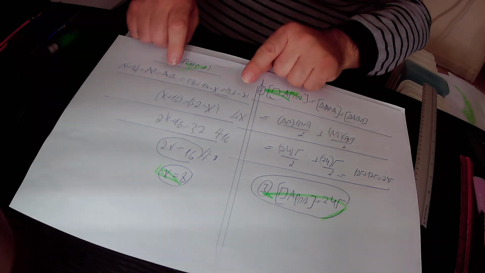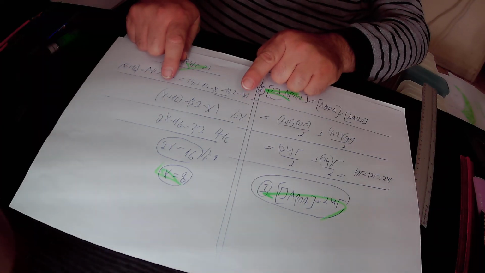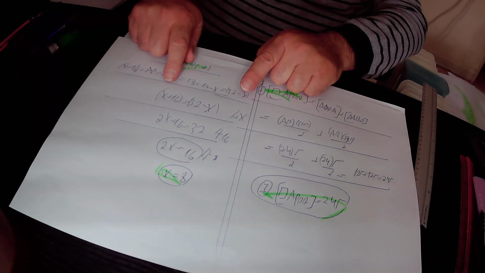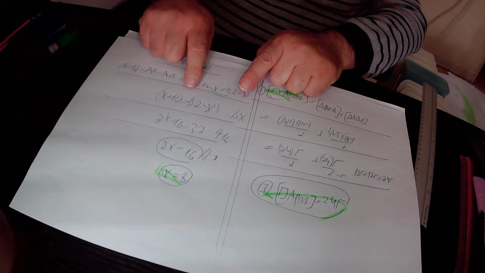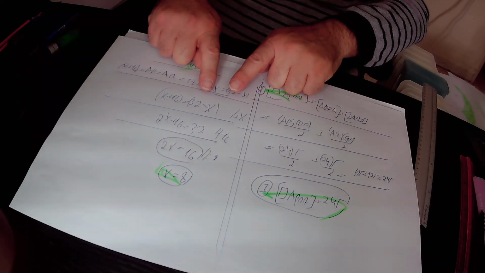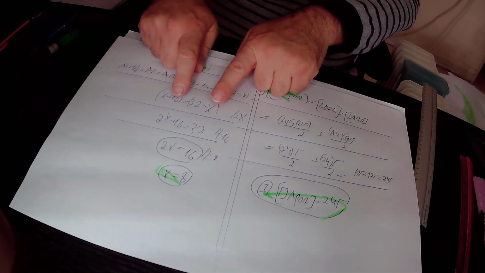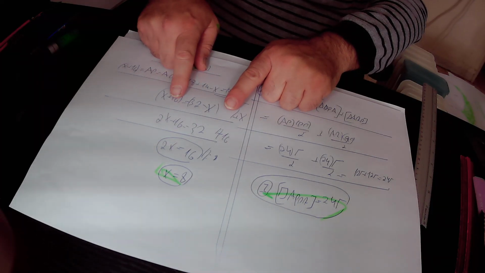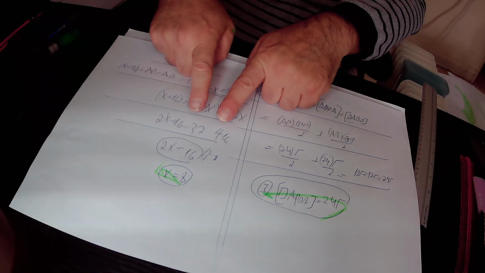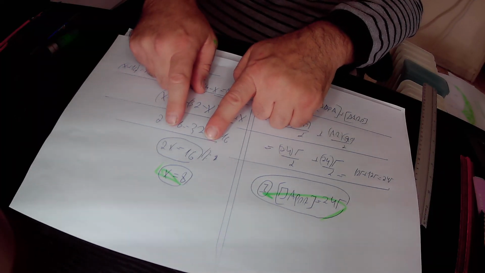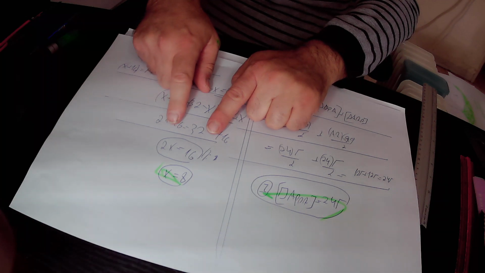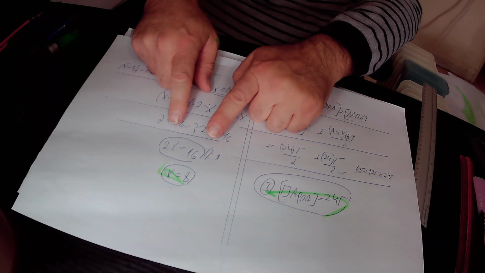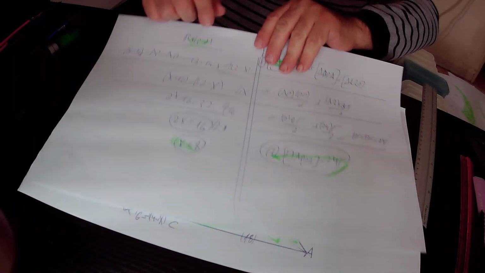So here we added X to this equation and found that X plus X is 2X. So here we have 2X plus 16 equals 32. X minus X is 0. If we subtract 16 from this equation, we are left with 2X equals 32 minus 16, which is 16. So 2X equals 16, and if we divide this equation by 2, we find that X equals 16 over 2, that is 8.